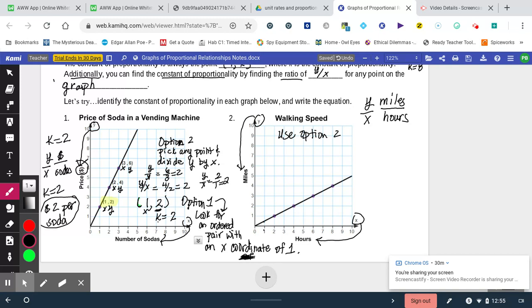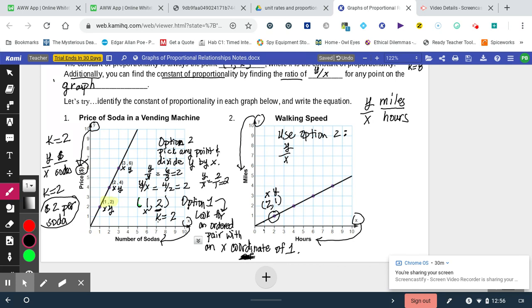I'm going to divide y by x. I'm going to pick a point. All right, so I'll pick any point you want to. So I'm going to pick this point. All right, so let's label this point. This is the point to the right 2, and put your x before your y, and up 1.